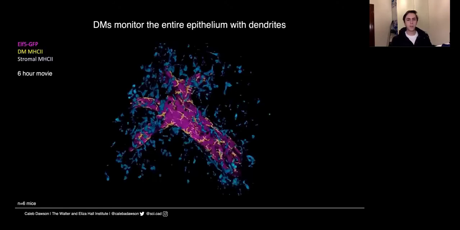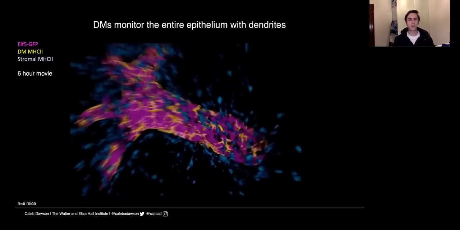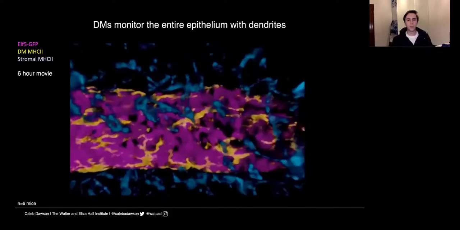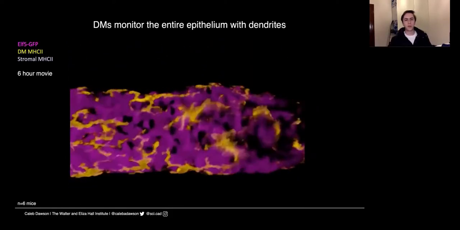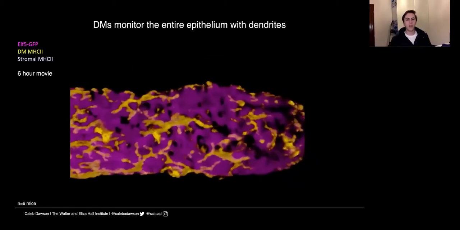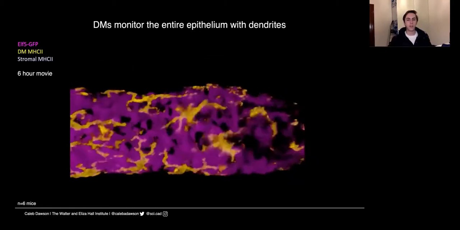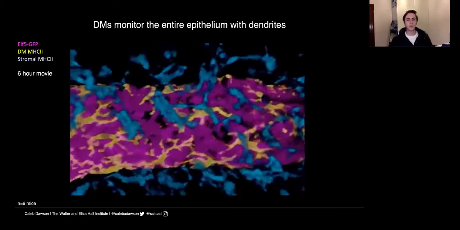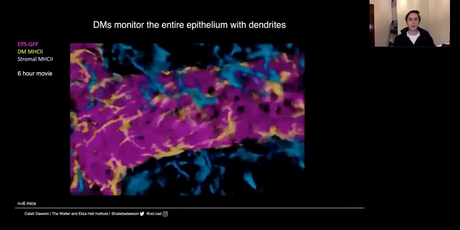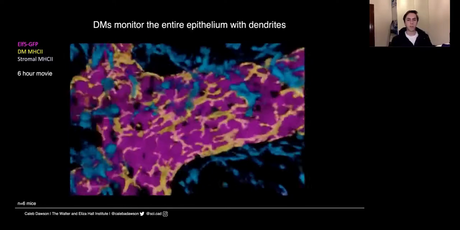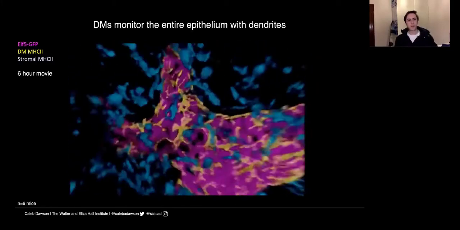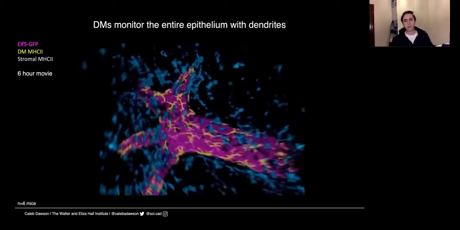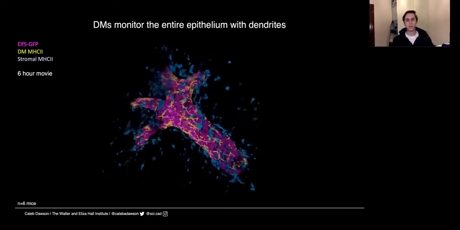And so this is an intravital movie of the duct, which expresses GFP in purple. And then we have an MHC2 antibody fluorescently conjugated, and we digitally isolate the ductal macrophage signal on the duct using surface rendering and masking. And this showed that the DMs don't migrate around the duct, but they have dendrites that they move back and forth to survey the duct.